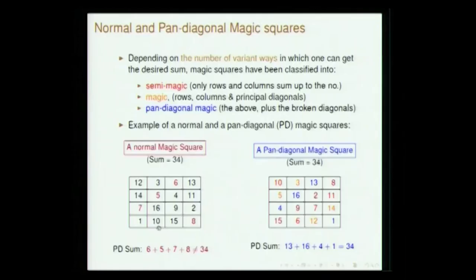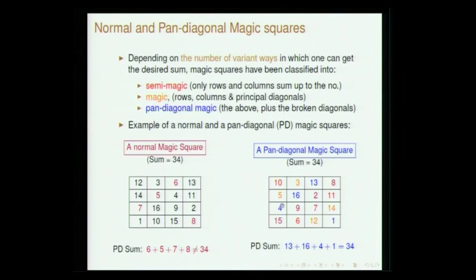And pan diagonal is something wherein not only the main diagonals but even the other diagonals sum up to the given number. For instance, take this example. Here if you look at this, 6 plus 5 plus 7 plus 8, once you come across, you have to move here, so that does not sum up to 34. This is basically a magic square wherein all the rows and columns and the main diagonals will sum up to 34, but these broken diagonals will not sum up to 34.